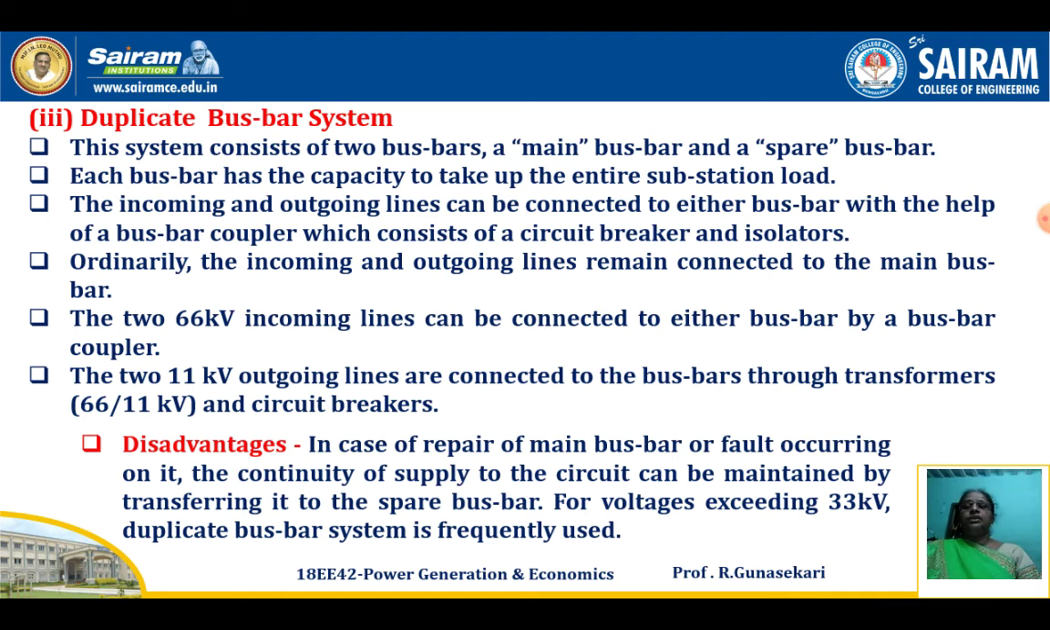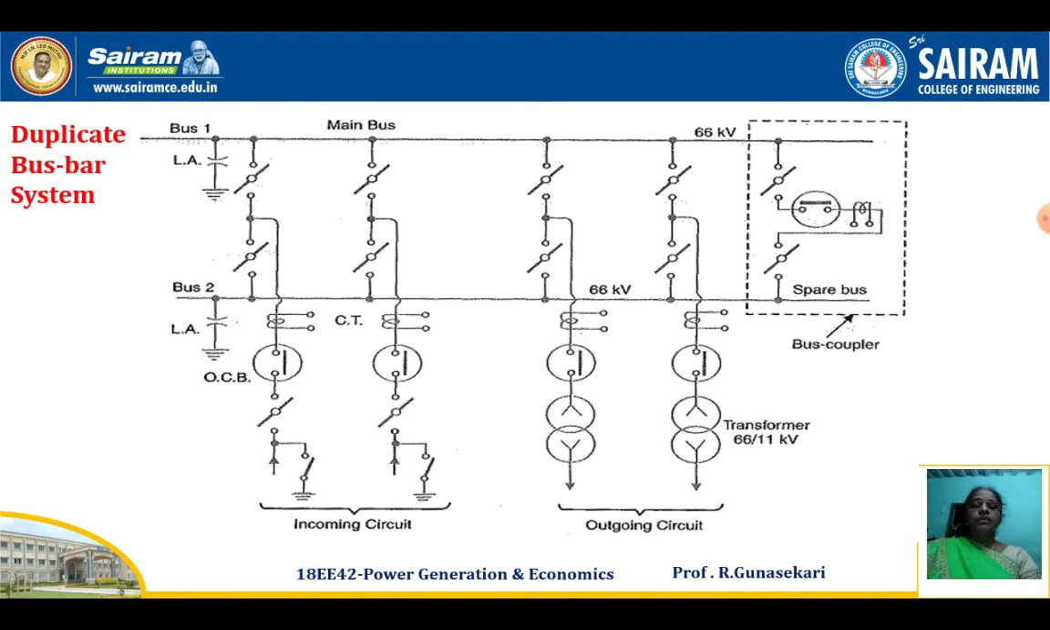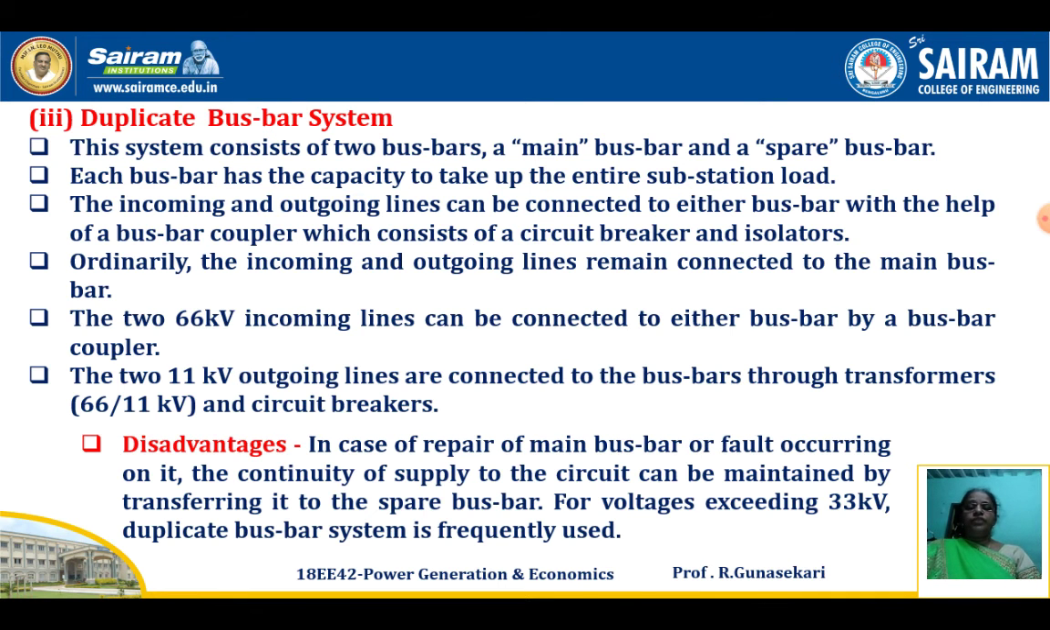The duplicate bus bar system consists of two bars. One is the main bus bar, another is a spare bus bar. Each bus bar has the capacity to take up the entire substation load. The incoming and outgoing lines are connected to either bus bar with the help of a bus bar coupler, which consists of a circuit breaker and isolator. Now you see the diagram. The main bus and the spare bus are connected by the bus coupler. The square box of dotted lines is called the bus coupler. So here we are using the bus coupler.